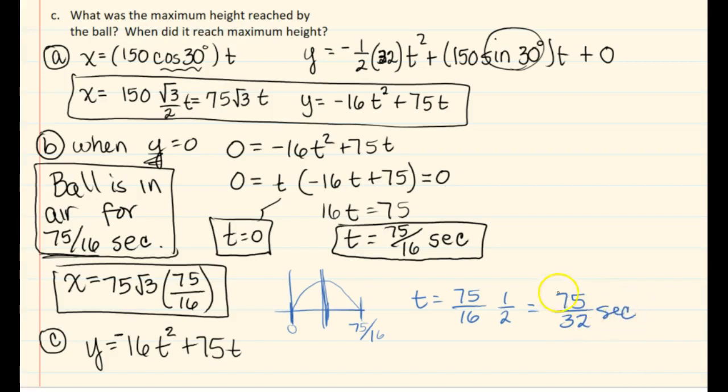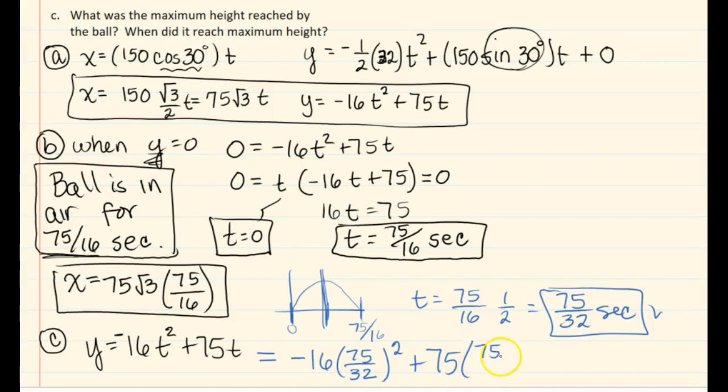So it reaches its maximum height at this time, so we've answered the second part of part C. But if we want to know the maximum height, then we're going to stick it into our y equation. So for us, it's going to become negative 16 times 75 over 32 squared plus 75 times 75 over 32. Whatever value we get there will be our maximum height, and our units will be in feet. So that concludes our notes on our trifold.